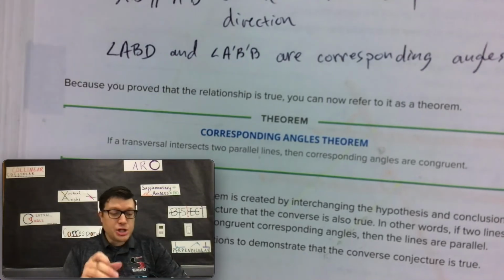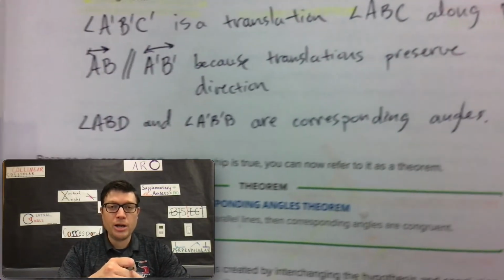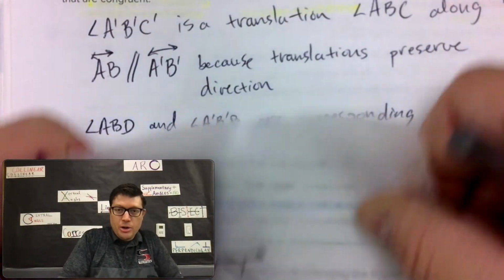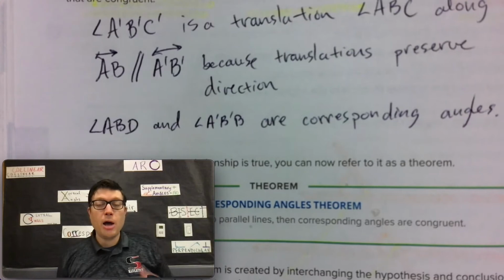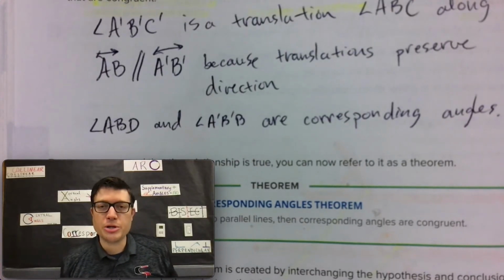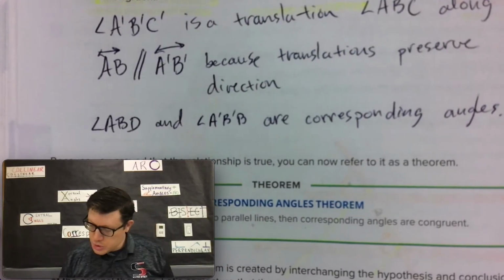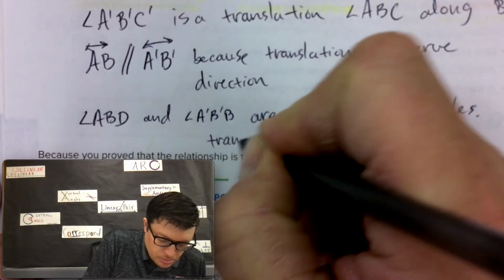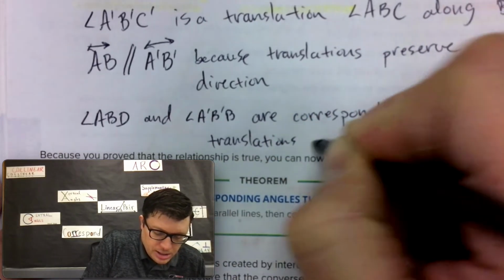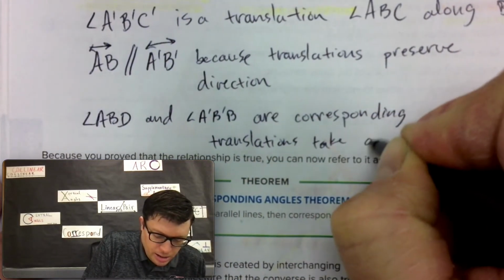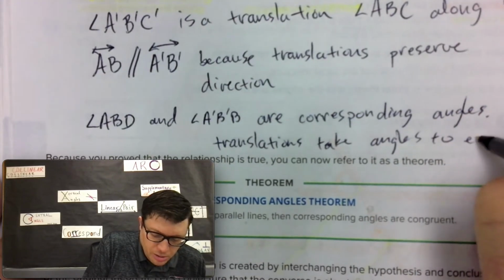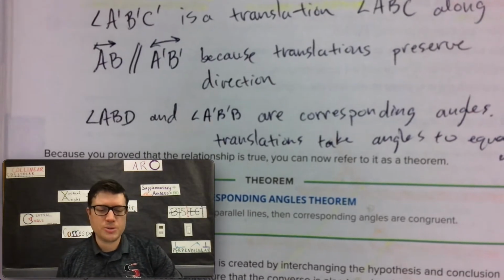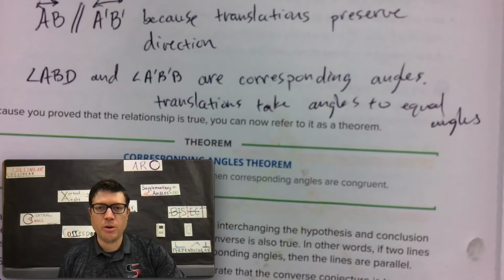So the translation took the angles that were going in the same direction. It moved them one on top of the other through a translation process. And when that happened, it preserved their direction and their angle measure. So translations take angles to angles of the same measure. Translations take angles to equal angles, or congruent angles.